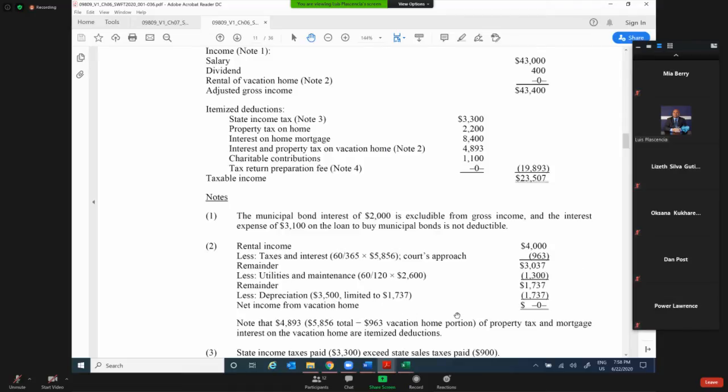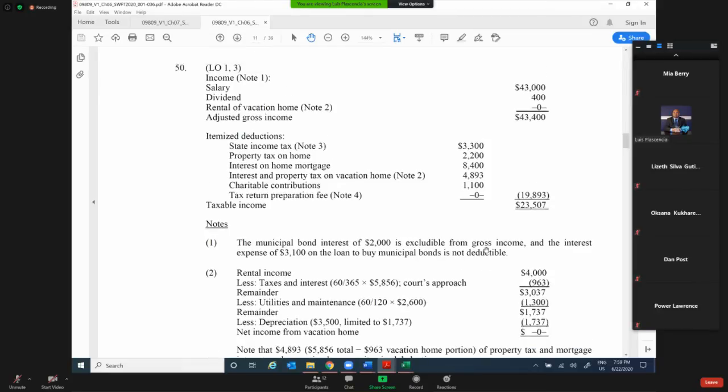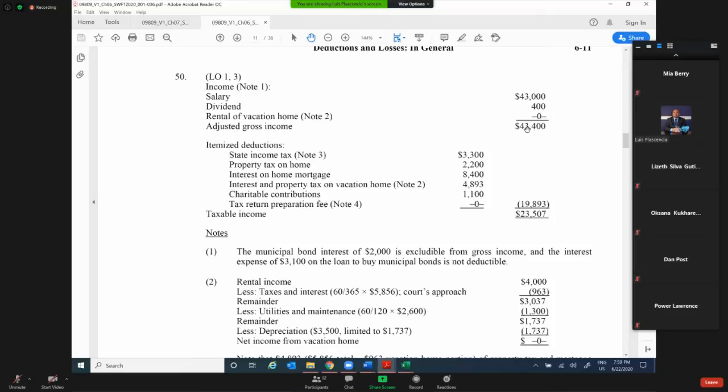Depreciation, 3,500, but it's only limited to 1,337. The difference gets carried over till next year. Again, let's go back to this. So rental income and vacation home, 0. You can never have a loss. So 43,000 plus 400, adjusted gross income, 43,400.